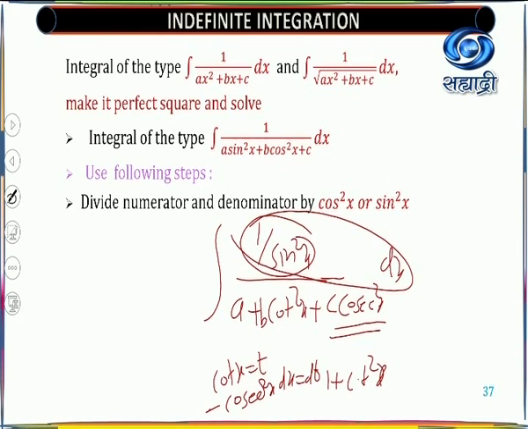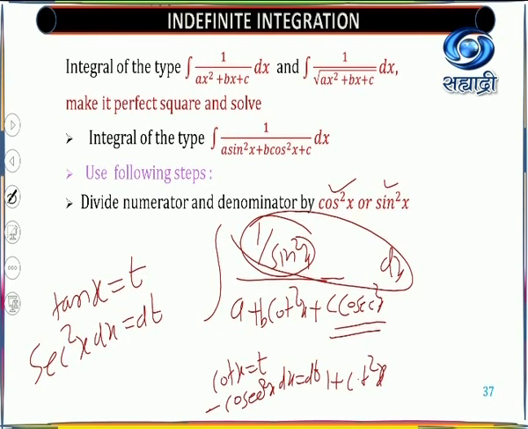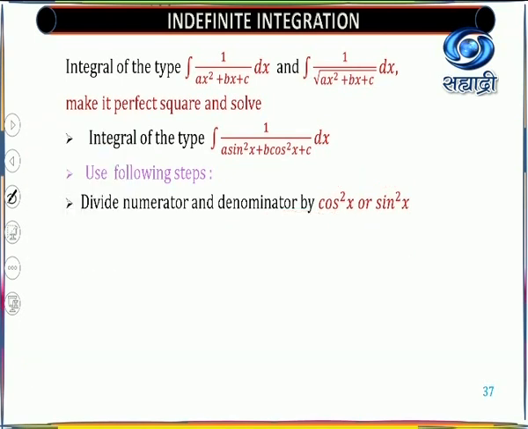So here you will get the negative sign. But if you divide by cos square x and substitute tan x equal to t, the derivative of tan x is sec square x dx equal to dt, which gives you the positive sign. So normally, even though you can divide by either term, sin square or cos square, we use cos square because it gives you the positive value, but you will get the answer by dividing by either sin square or cos square.